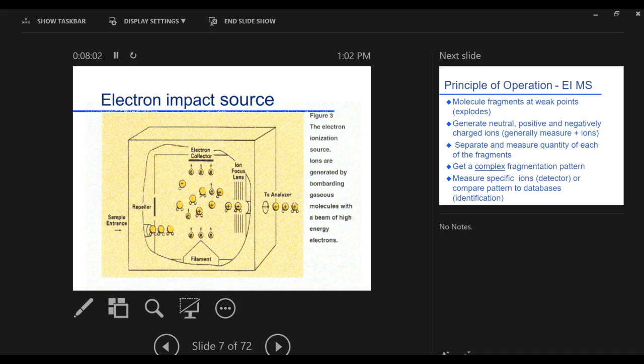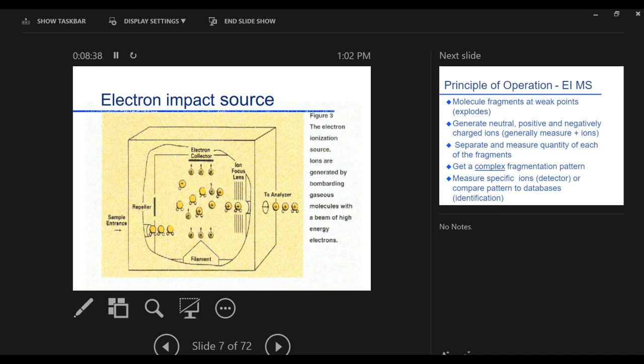This is a diagram of it. So this could be our gas chromatograph. Here are my molecules, hopefully separating, coming out one by one into our system. Here's my filament down here, and my electrical current gives off electrons of 70 electron volts. Basically, they bombard these molecules and blow them into pieces. It blows them into pieces that have no electrical charge, and pieces that are positively charged and negatively charged.